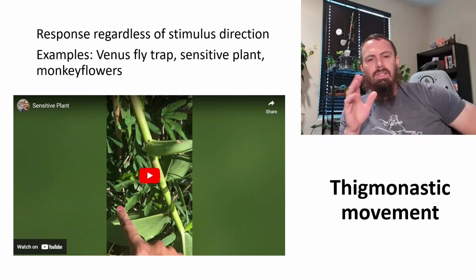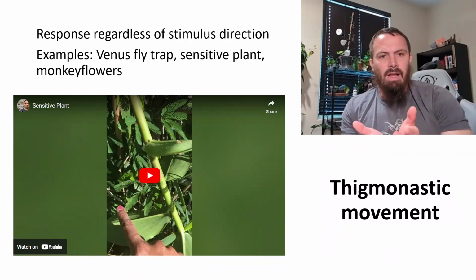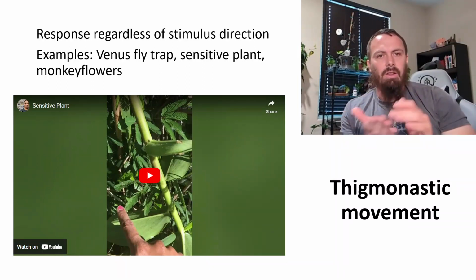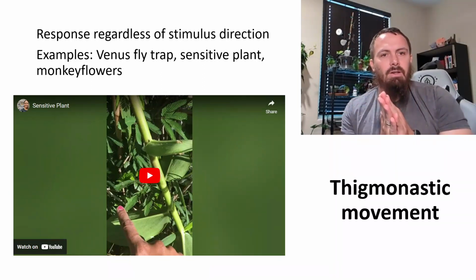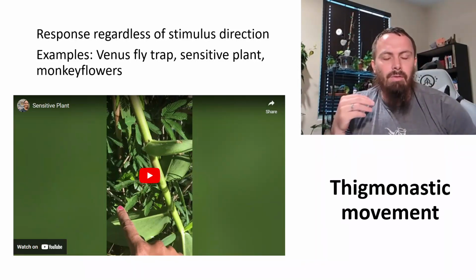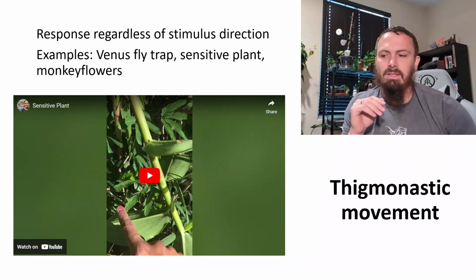So think, for example, a Venus flytrap. It has like basically a mouth to it, right? Fly lands in it. It doesn't matter where you touch on the Venus flytrap, its response is close, right? That's a thigmonastic movement, just movement in response to touch regardless of the direction of the stimulus.